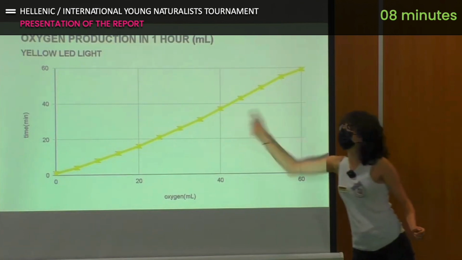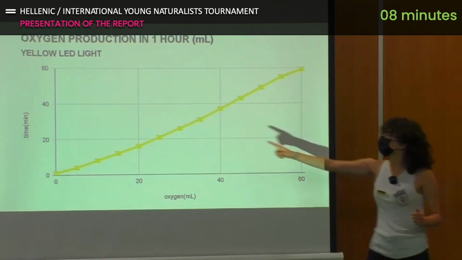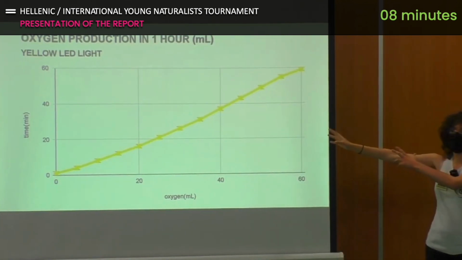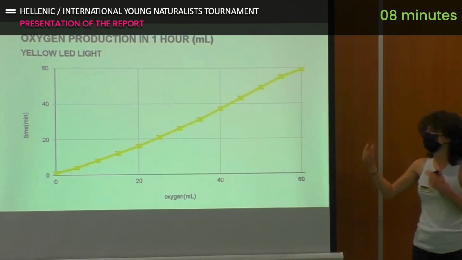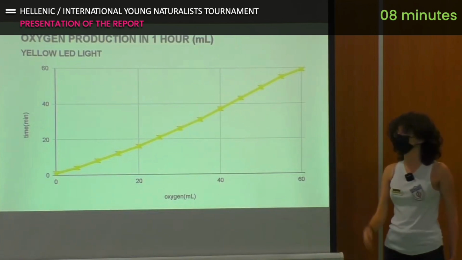As you can see, I have error bars. I don't know if they're visible enough. And the time is on the y-axis because the errors that we found were in the time, and this is why we put the time on the y-axis, even though typically it's put on the x-axis.